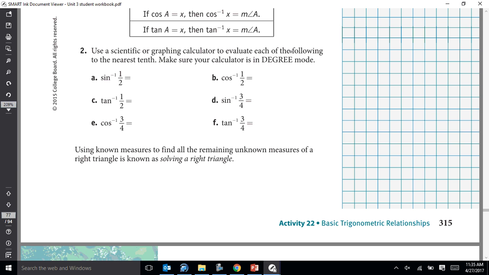So here, using a scientific or graphing calculator to evaluate each of these, make sure you're in degrees. I think all of you are. So we're going to do inverse sine of 1/2. So what if we do inverse sine and then 1/2? You can either use the fraction button, or remember 1/2 is 1 divided by 2. The fraction is great, but you can always do divided by 2.